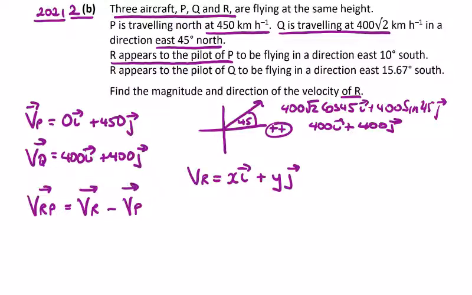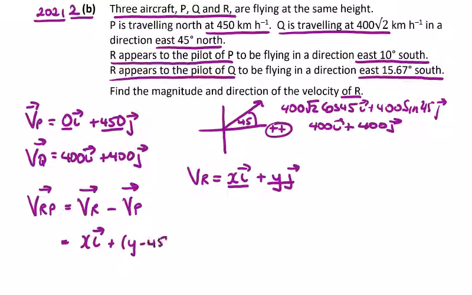I've read the whole question. We're asked R relative to Q as well, and we'll bring these back in when we have our answers to tell us about our angles. So the velocity of R minus the velocity of P is going to be x in the i direction minus 0, so just x in the i direction, and then plus in the j direction y minus 450 in the j direction. So that's the velocity of R relative to P.